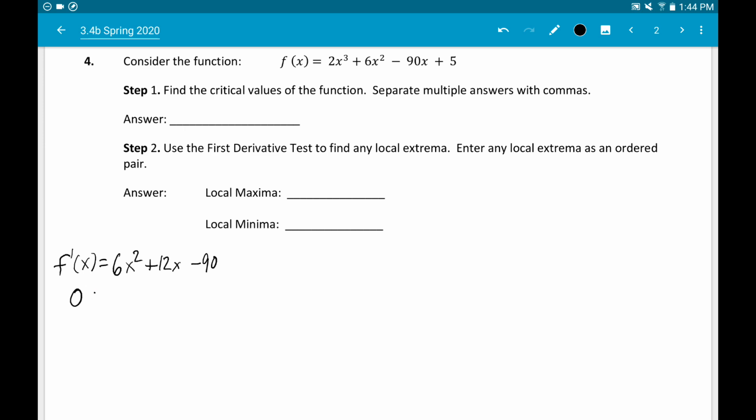Set that equal to 0, and we can solve for x. Let's see, 6 goes into 6, 12, and 90, so I'm going to go ahead and factor this 6 out. It's going to leave me x squared plus 2x minus 15. And then x squared plus 2x minus 15 factors.